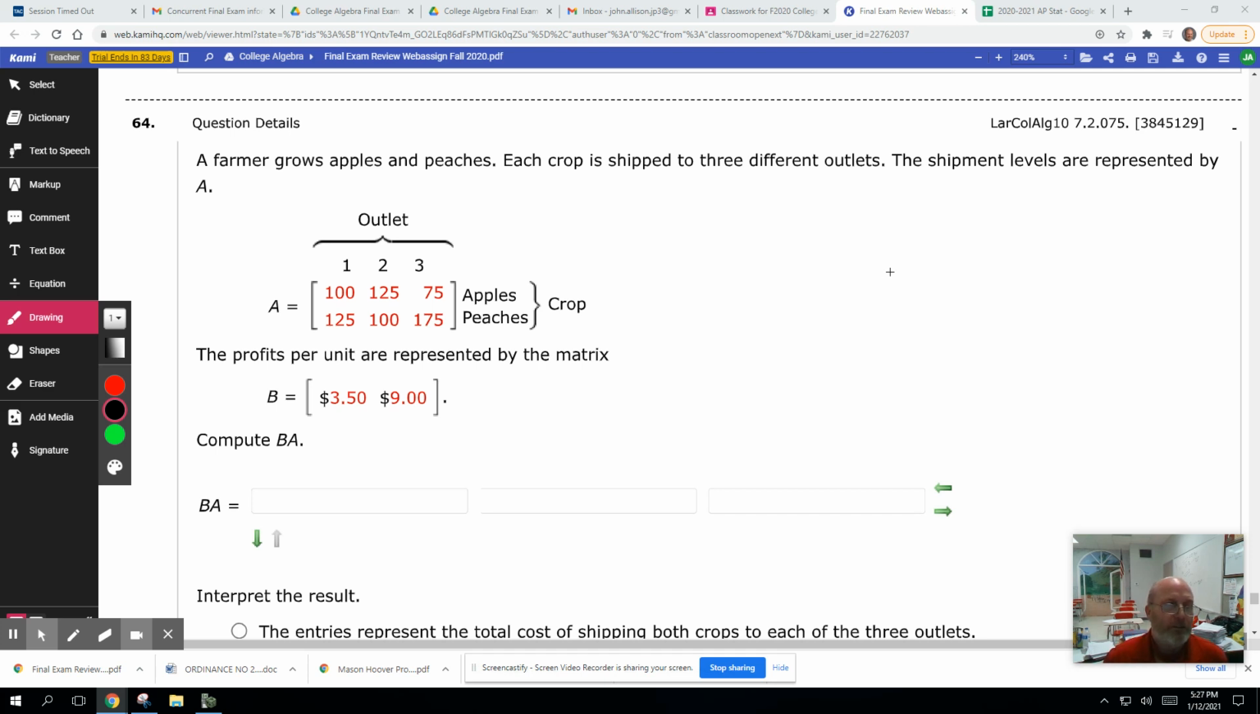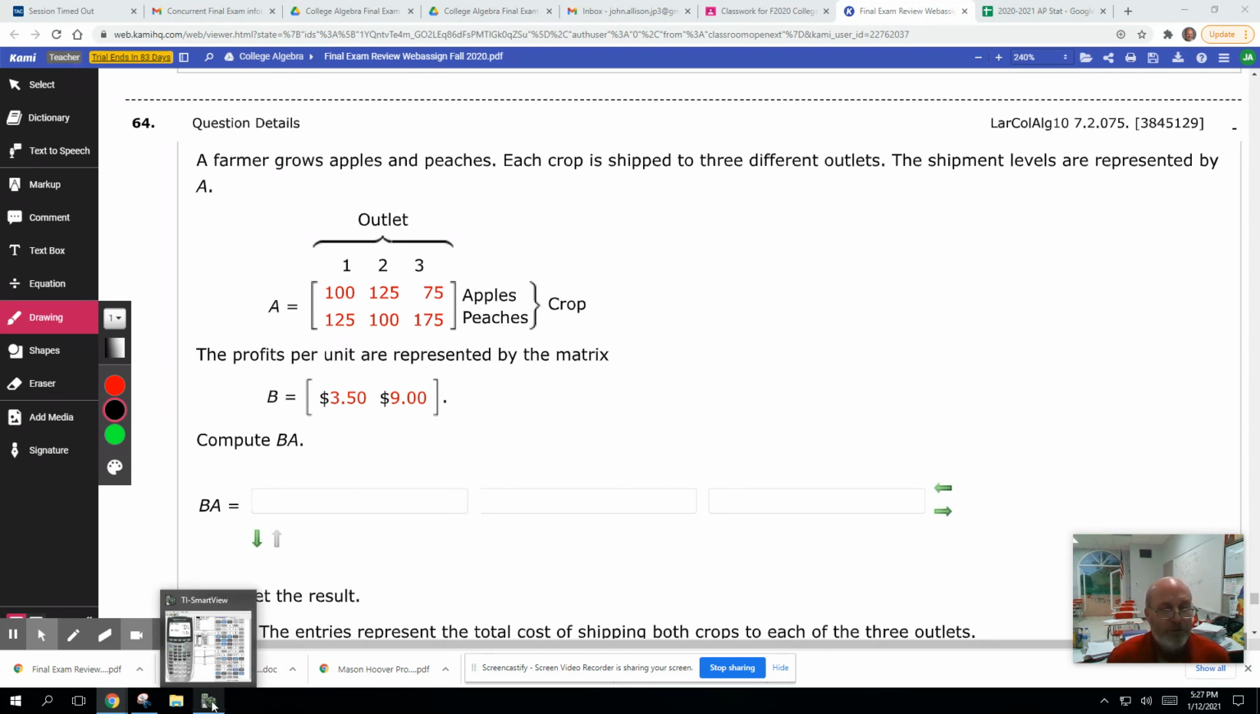Okay, this is UALR Final Exam Review, problem number 64. It tells us a farmer grows apples and peaches, each crop shipped to 3 different outlets. The shipment levels are represented by the matrix A. It's the number of units of apples shipped to each outlet, and the number of units of peaches shipped to each outlet. And it says the profits per unit are represented by the matrix B, $3.50 here and $9 here. It tells us to compute BA.